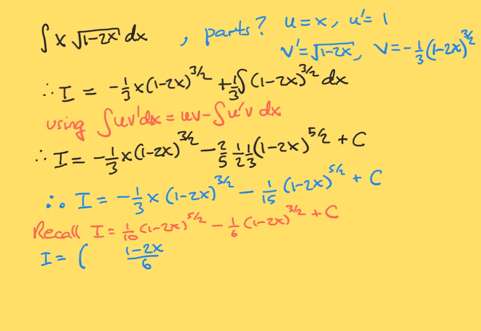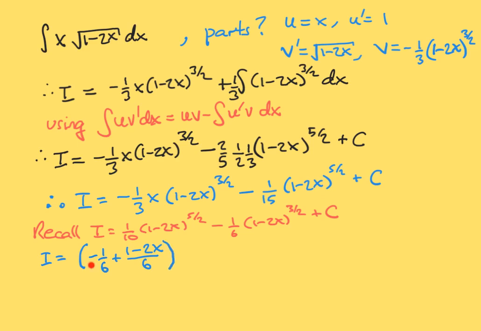1 minus 2x over 6 contains minus 2x over 6, which is minus x over 3, and that is this factor here. But to make this look like the argument of this bracket, I've added a 1/6, so I have to keep it the same by subtracting a 1/6. So this is minus 1/6 plus that. So I've got that.